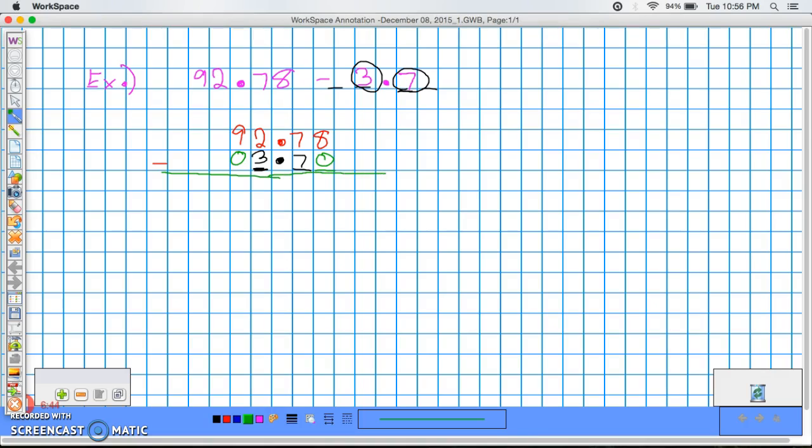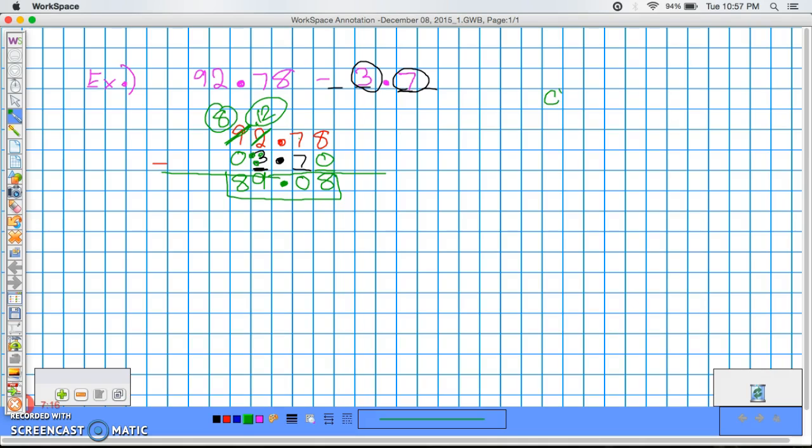Now you can go ahead and do what you do best. Subtract 8 minus 0. 8. 7 minus 7. 0. There's my decimal point. 2 minus 3. We can't do that. He needs help. Borrow from the 9. That 9 becomes an 8. So this 2 becomes a 12. 12 minus 3: 11, 10, 9. So I drop my 9 there. Now 8 minus 0. 8. So there's my answer, 89 and 8 hundredths.